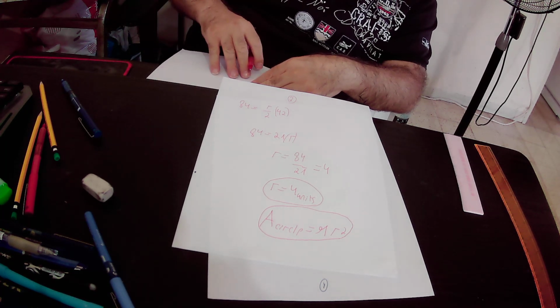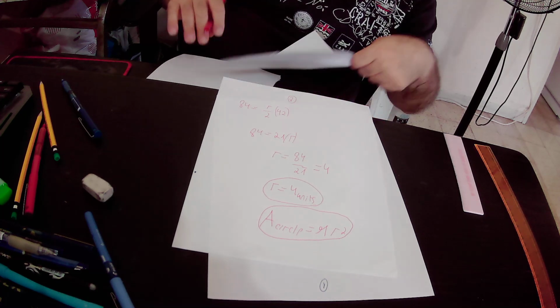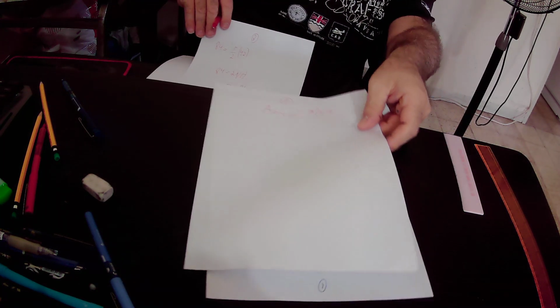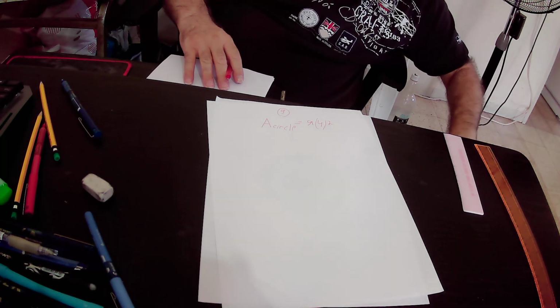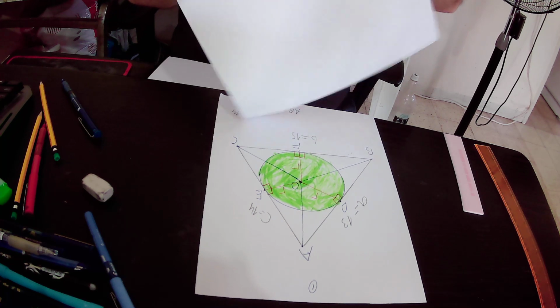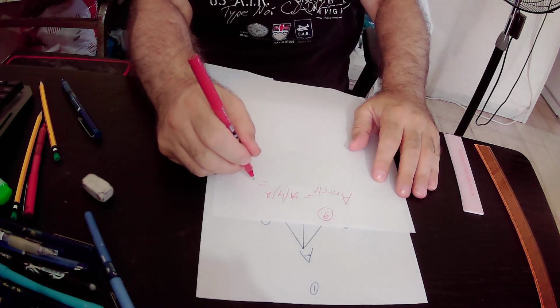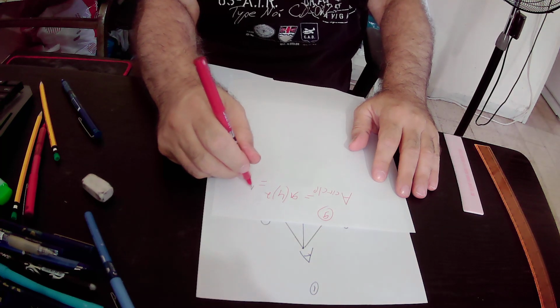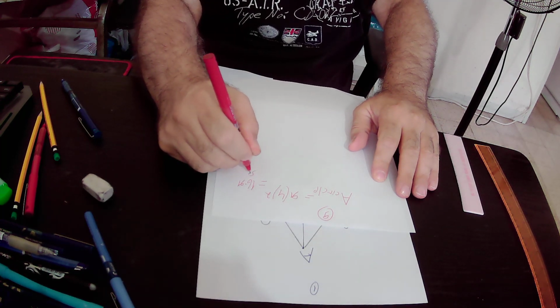Okay, so we found out that the area of the green circle equals pi times 4 squared. 4 squared is 16. So the area of the green circle equals 16 times pi square units.